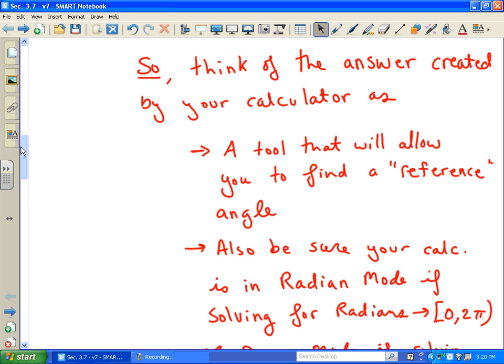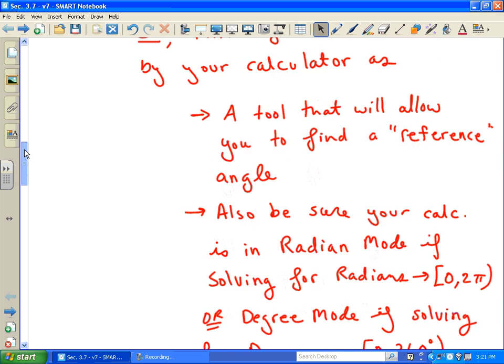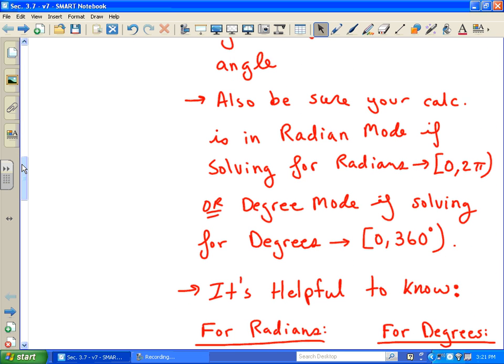Think of the answers that are created on your calculator as a tool that will allow you to find what I'm going to call reference angles that will help you determine your solutions. Also, be sure that your calculator is in the appropriate mode. In other words, if I'm asking you to solve between 0 and 2 pi, you know that those answers are radians, so make sure you're in radian mode, or make sure you're in degree mode if the problem asks you to solve between 0 and 360 degrees.